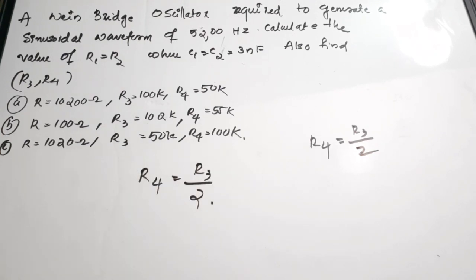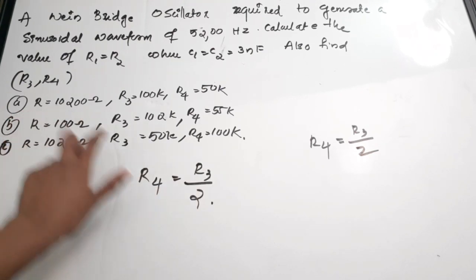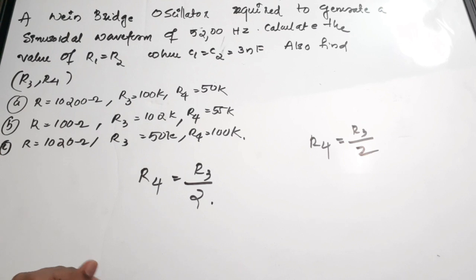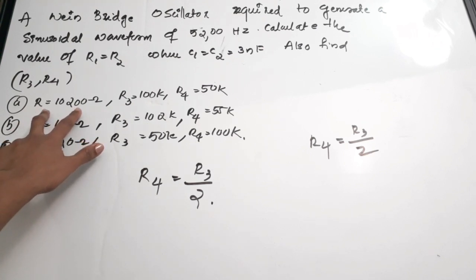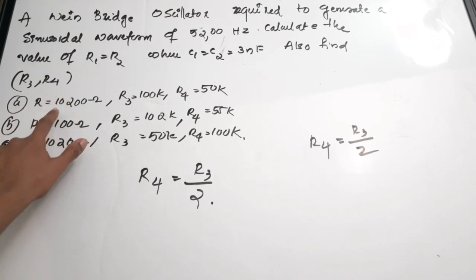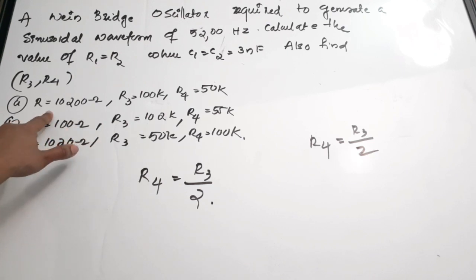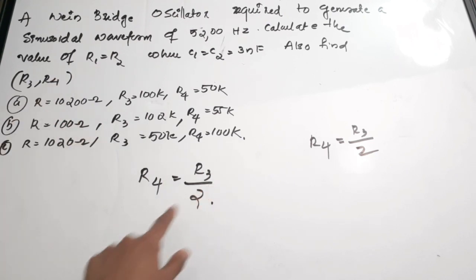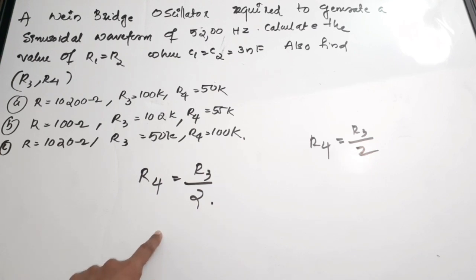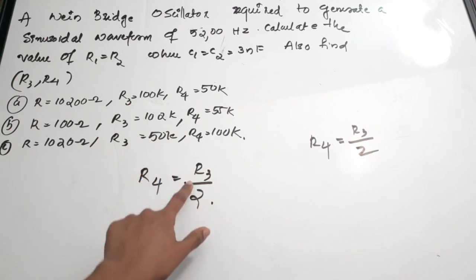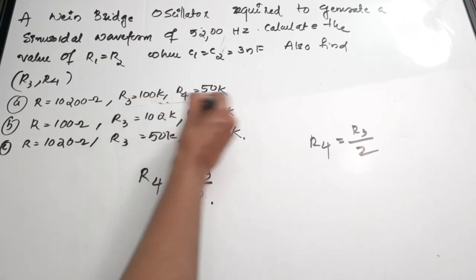Now, let us look into the options. The first value is the value for the resistance which we have already found. So, only one value corresponds to the obtained value. So, the correct option is option A. Anyway, we will check for R3 and R4 also. So, if R3 is equal to 100K, what will be R4? R4 has to be 100 by 2K, which is equal to 50K. So, this is the correct answer.